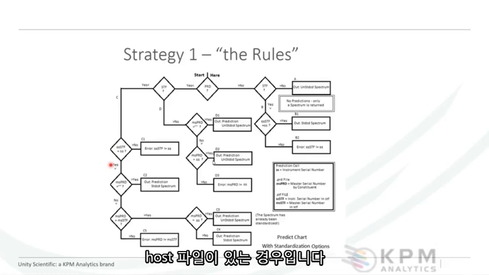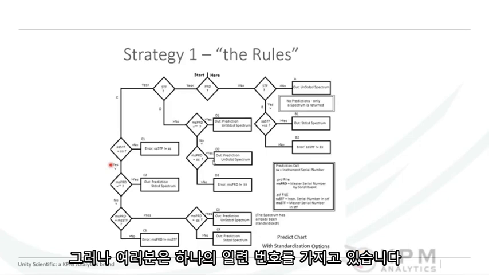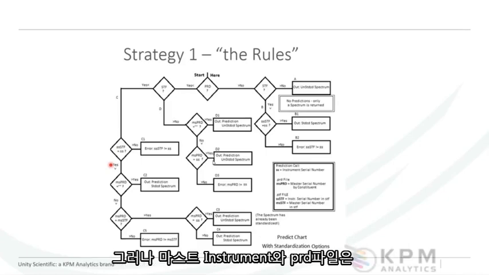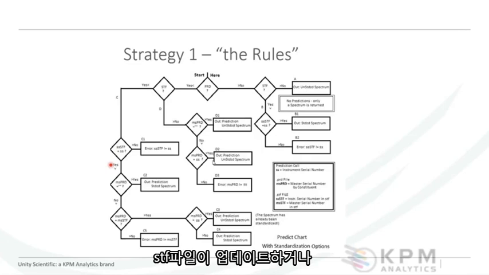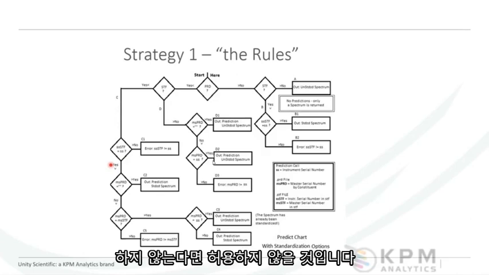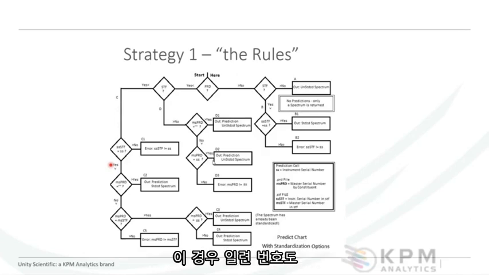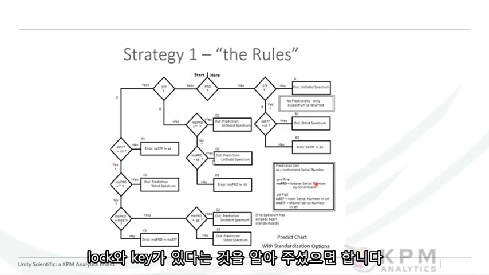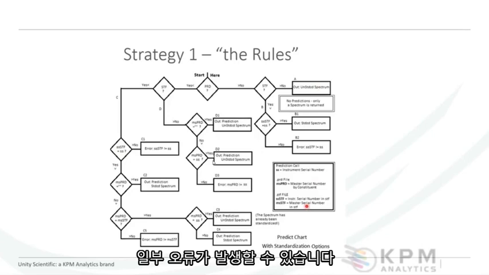In other words, if you've got a host file with one serial number, but a PRD file with a master instrument file, we won't allow you to use those together unless you're using an STF file to update or to modify that spectrum. And in that case, we modify the serial number during the process as well. So I just want you to know that there is a lock and key. You might get some errors if you do this wrong.